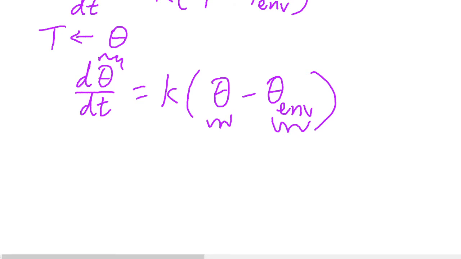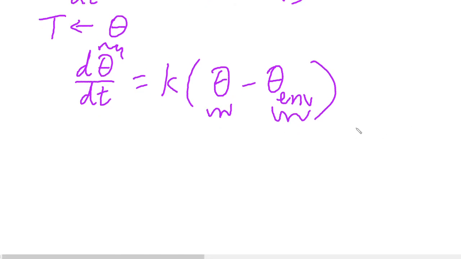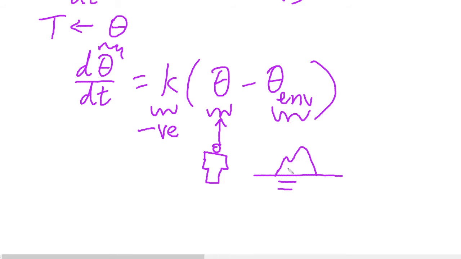Alright, and finally I want to make the point that this k is necessarily negative, because if you think about it, if you have a hot thing, so for example a human, in a cold environment like Antarctica, then of course, because this difference in temperatures is positive, that doesn't mean the temperature of the human is still going up. No, no, no.